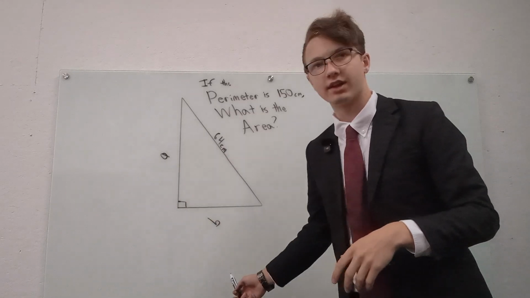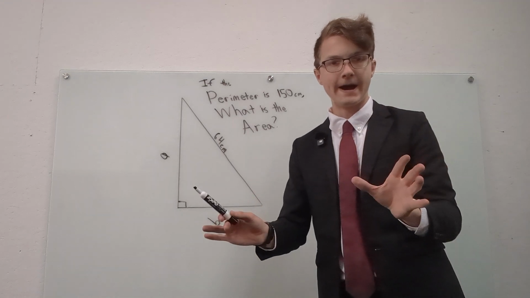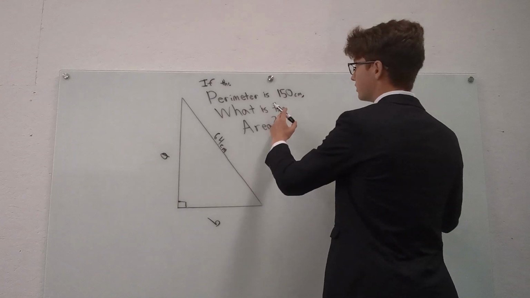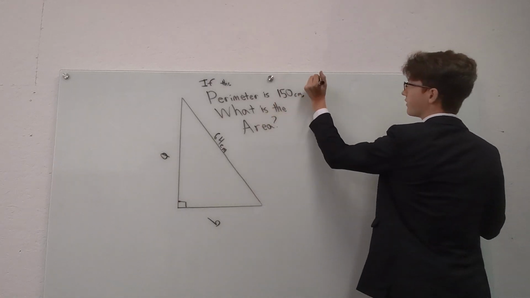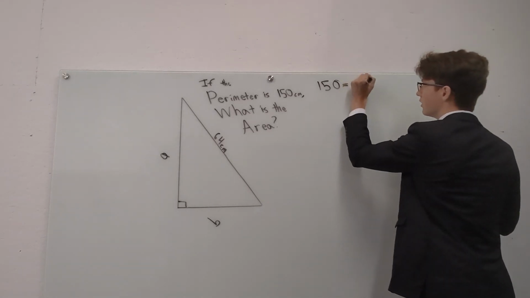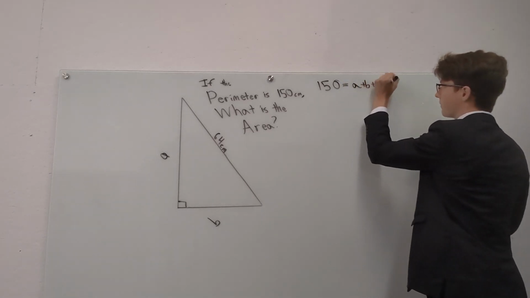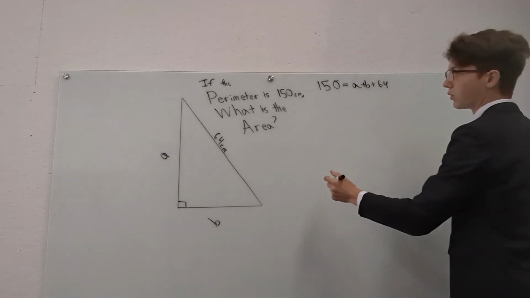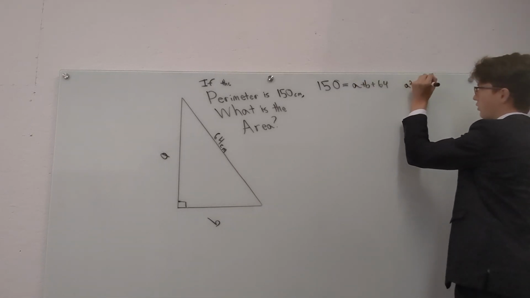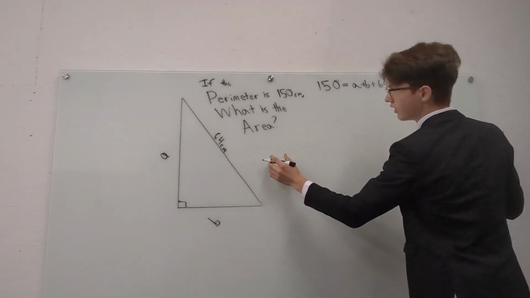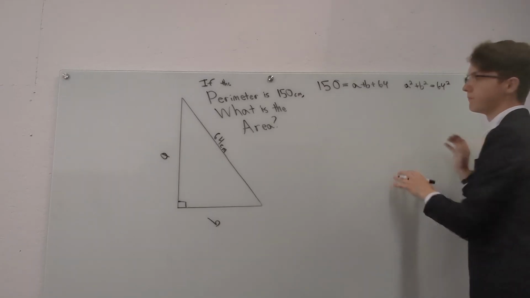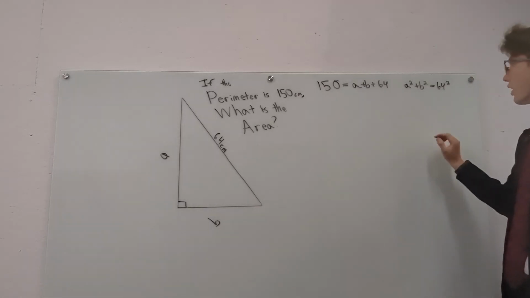So now that we have A and B set up, let's just get some basic identities. Because of what perimeter is, the perimeter is 150, and that is just equal to A plus B plus 64. And then another thing, we're going to use the Pythagorean theorem. A squared plus B squared is equal to 64 squared. Okay. That's a good start.